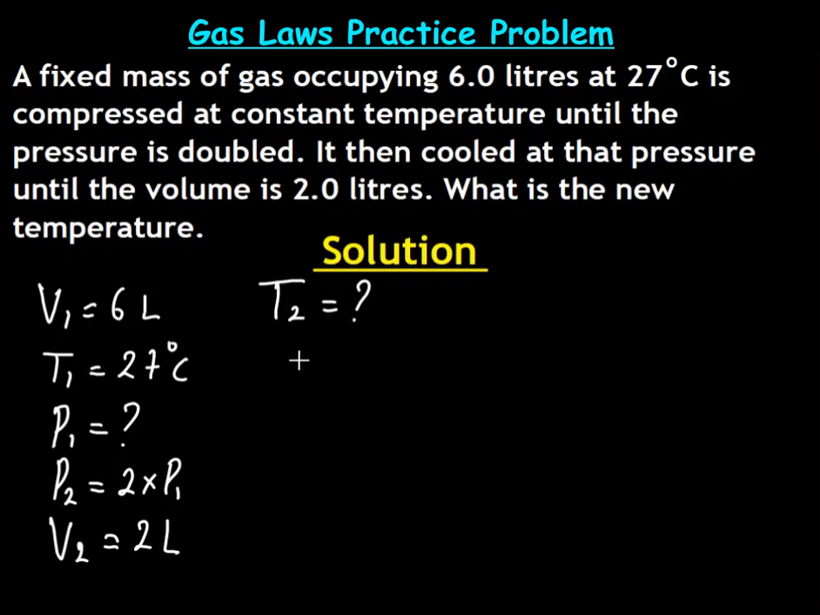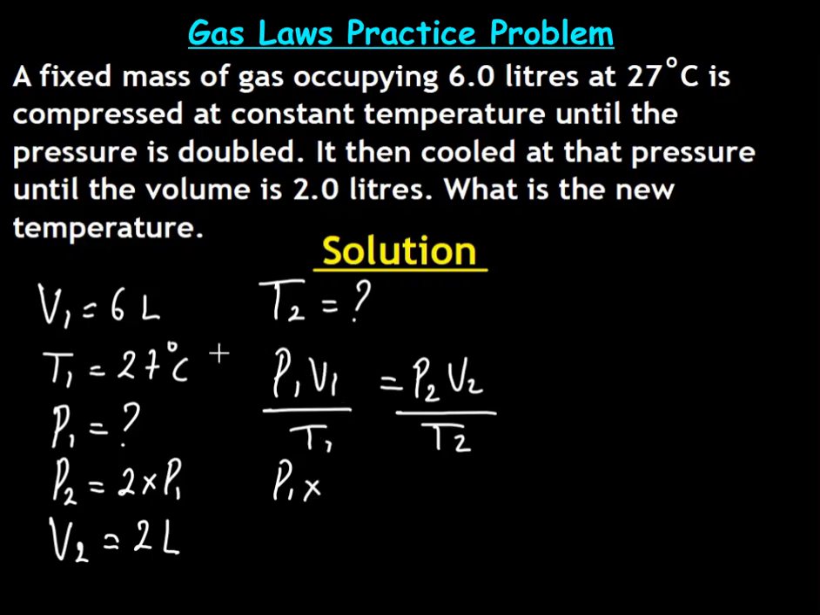Now to solve this, we're going to use the general gas law, which is given by P1 V1 over T1 equals P2 V2 over T2. The value of P1 is unknown, so P1 times the value of V1, 6 liters, times 6, over the value of T1, 27, is equal to P2, which is twice that of P1, so 2 times P1, times V2, which is 2 liters, times 2, over T2, the unknown we're looking for.